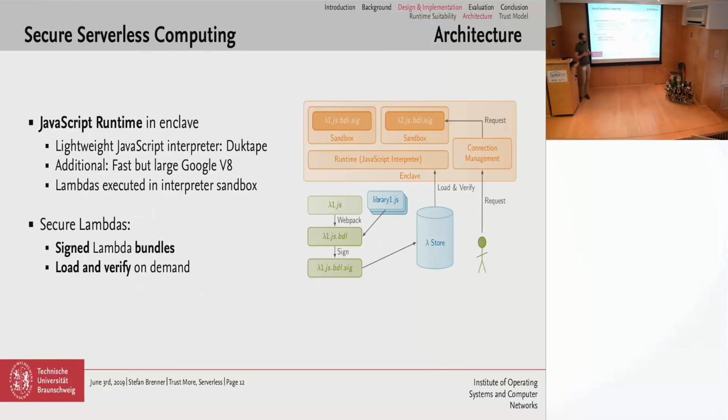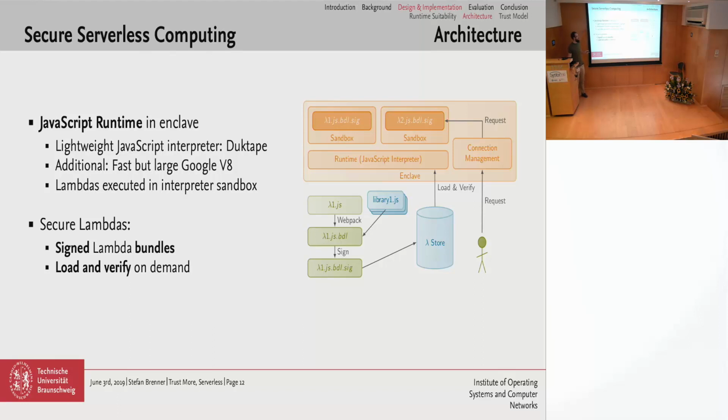So we somehow ended up with this architecture, and as I said, we placed the JavaScript engine inside the enclave, and the idea is to have only one enclave, or at least a low number of enclaves, and load several lambdas inside it from an outside untrusted lambda store. So our lambdas are packed together with their JavaScript-based libraries into a bundle, which is signed and uploaded to our lambda store somewhere in the cloud.